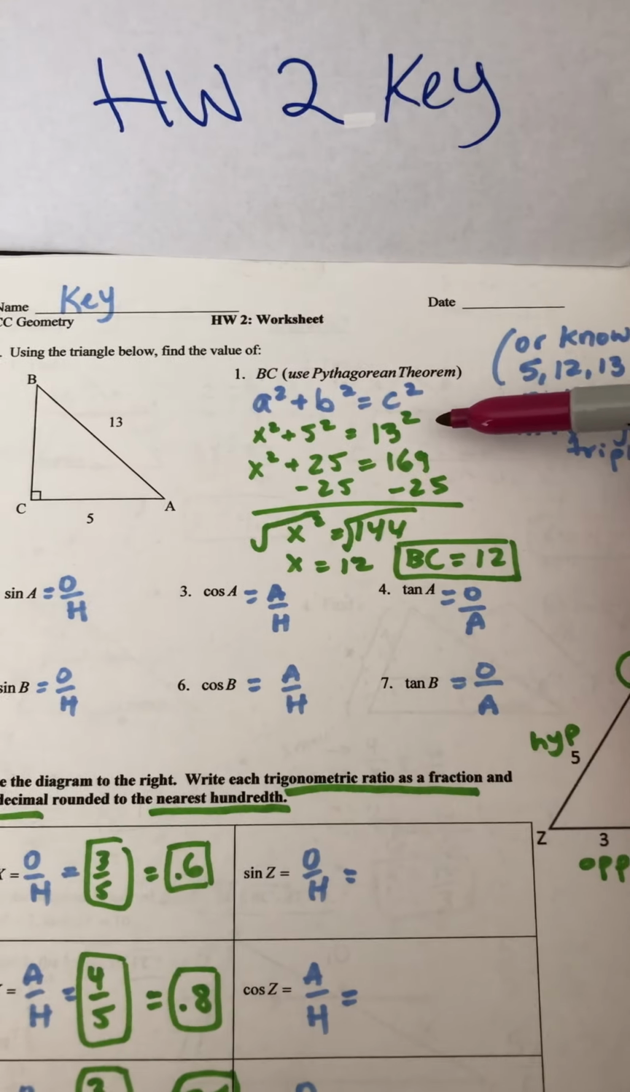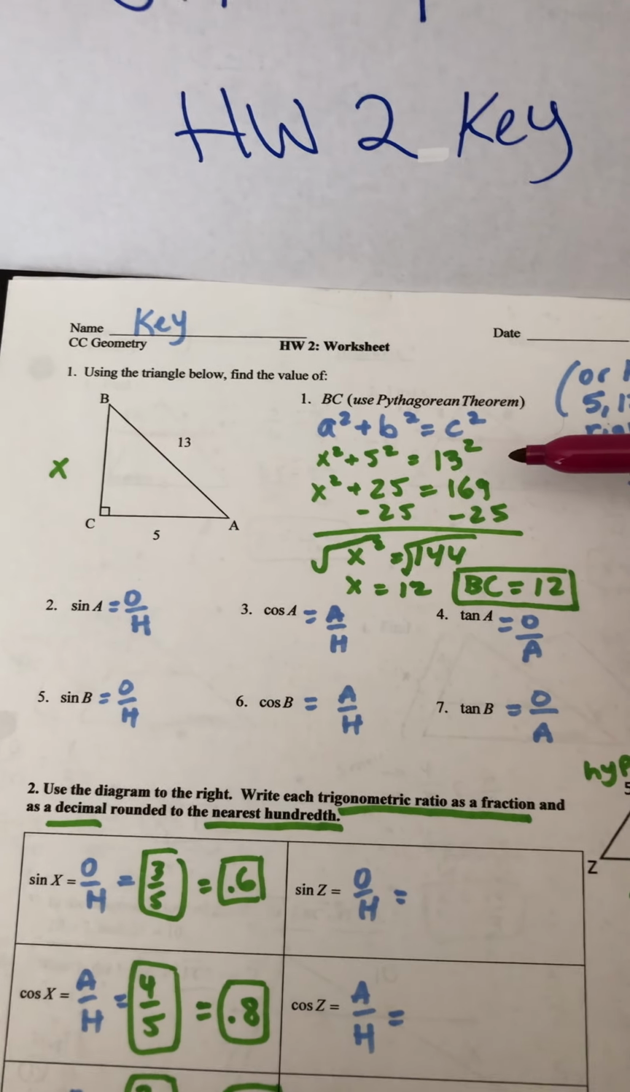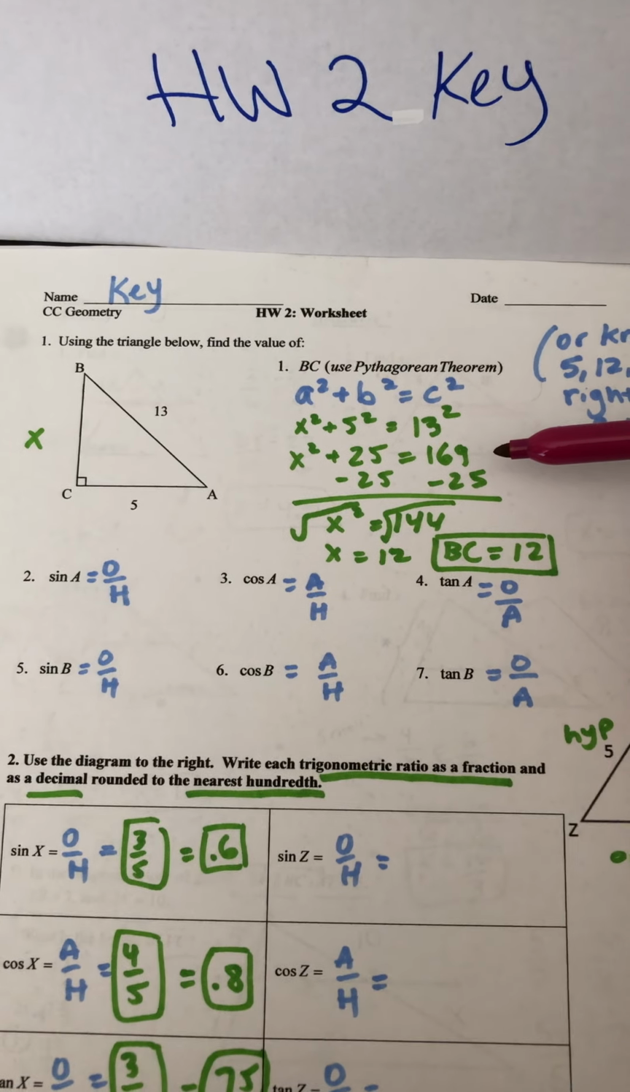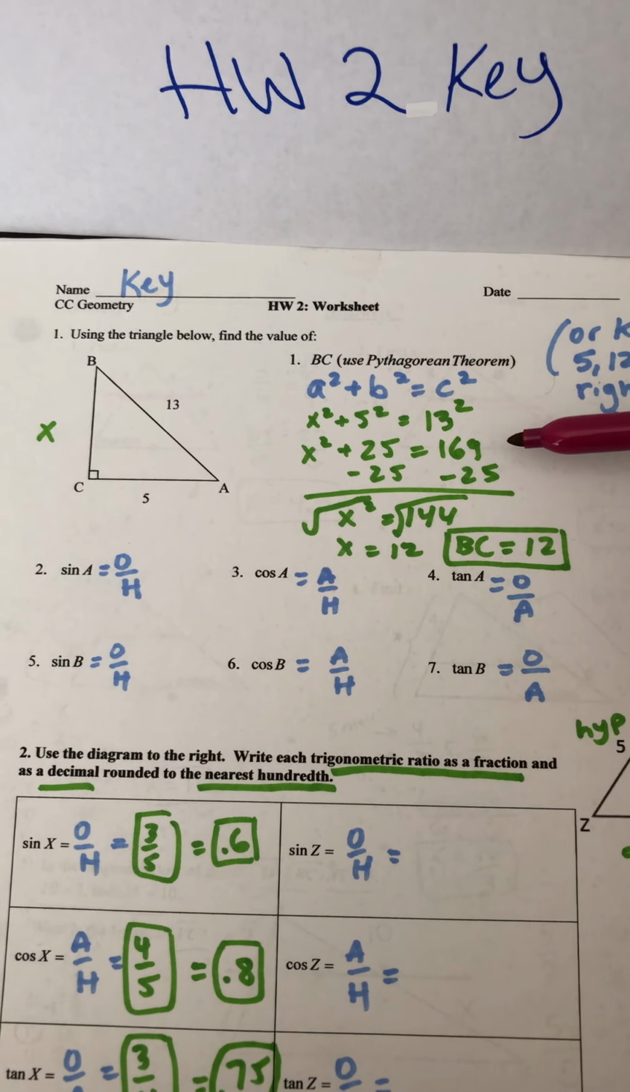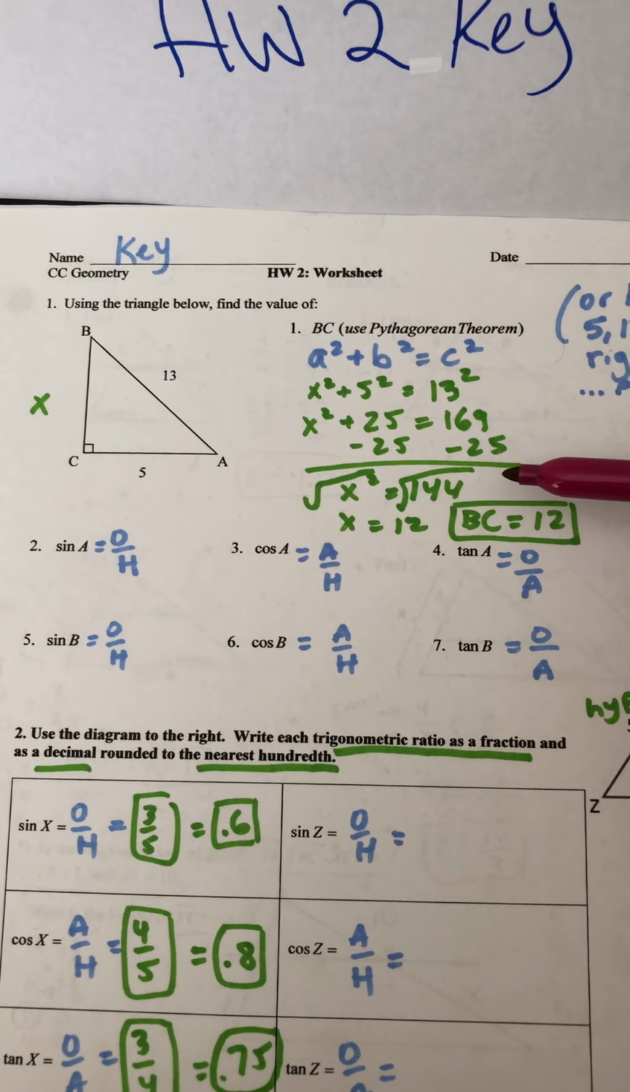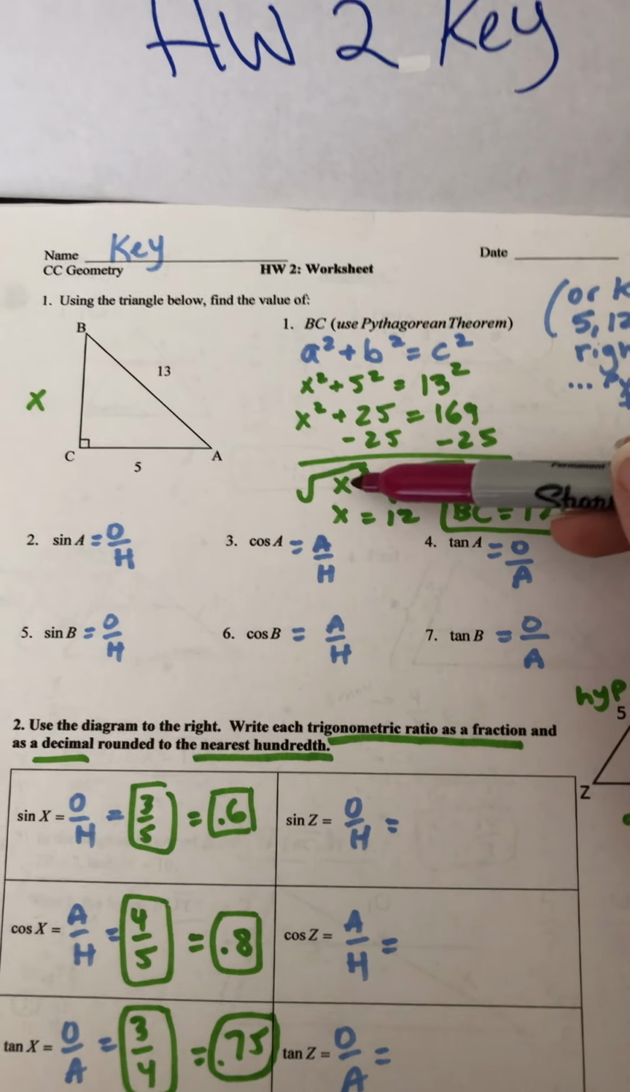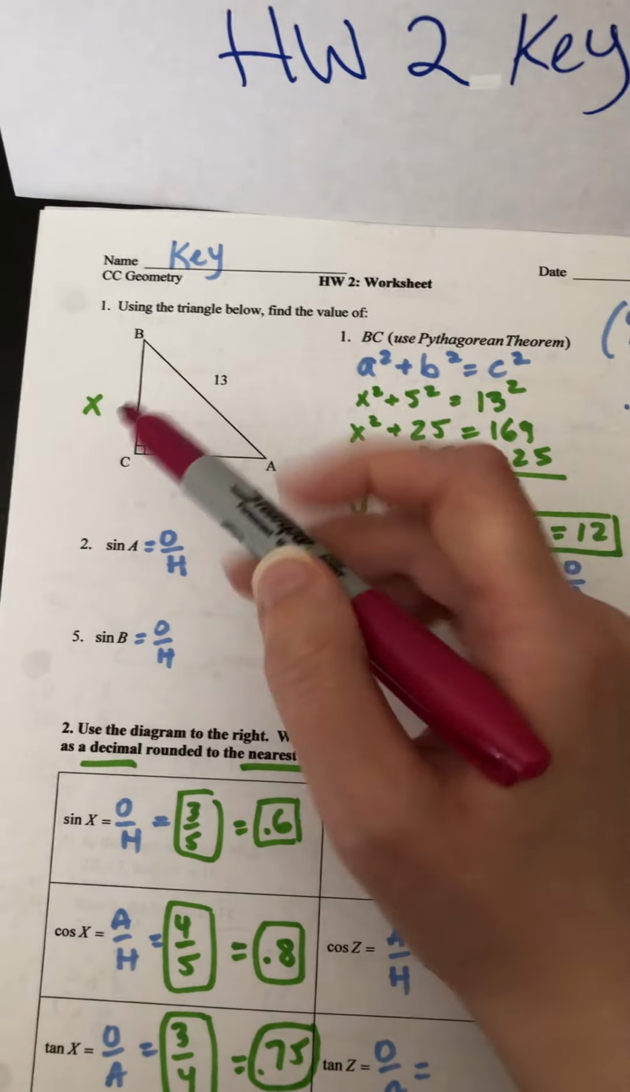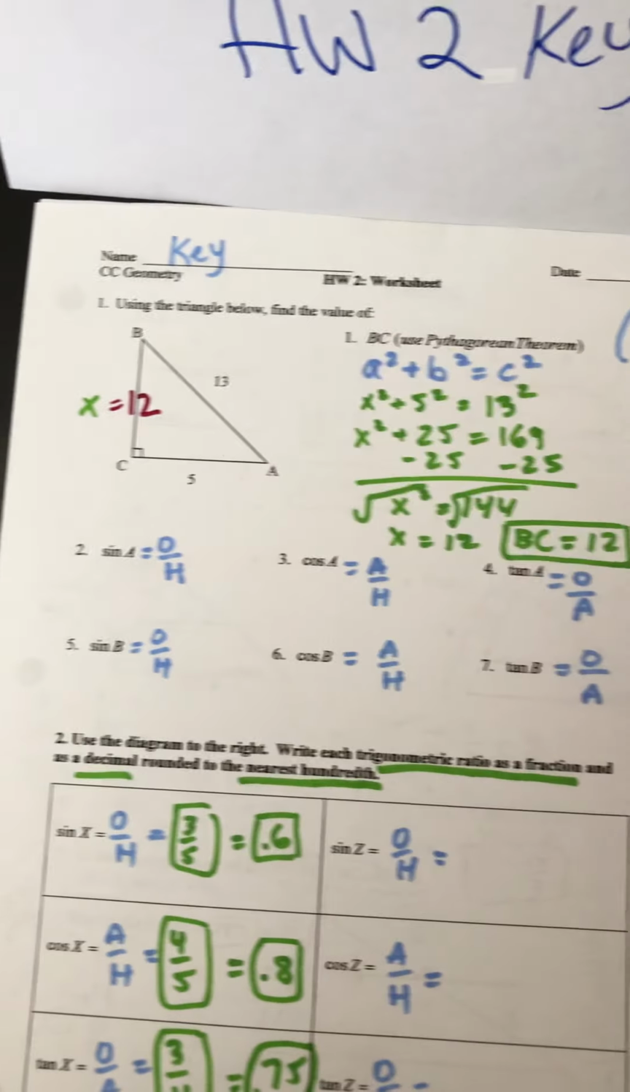So look at how I've done the Pythagorean theorem. X squared plus 5 squared equals 13 squared. X squared plus 25 equals 169. Subtract 25 on both sides, you get 144. Square root to get x is 12. So that means BC is 12.